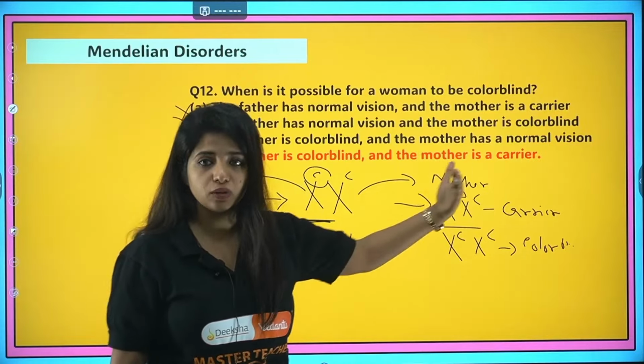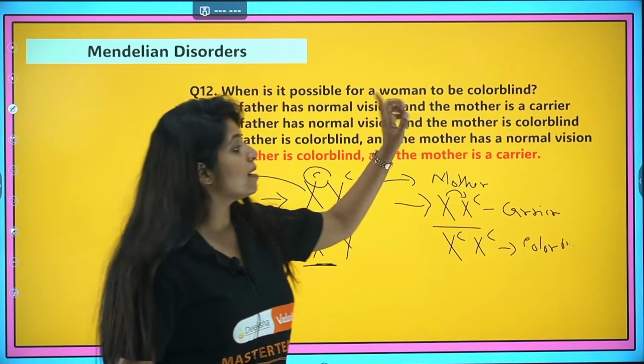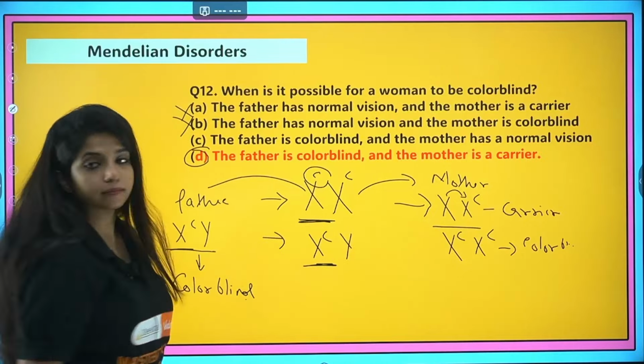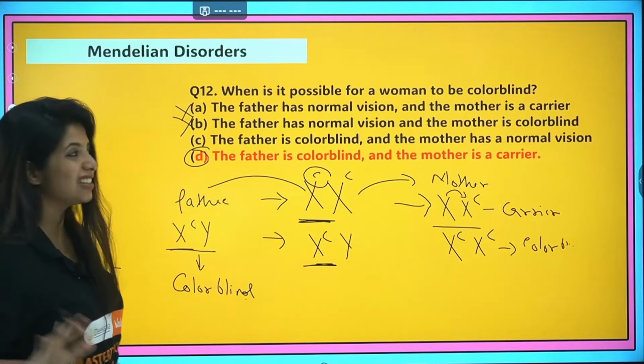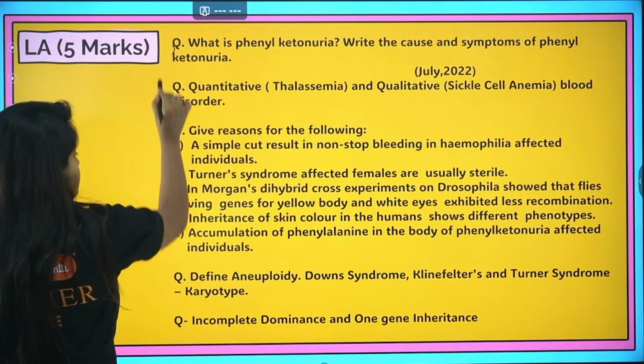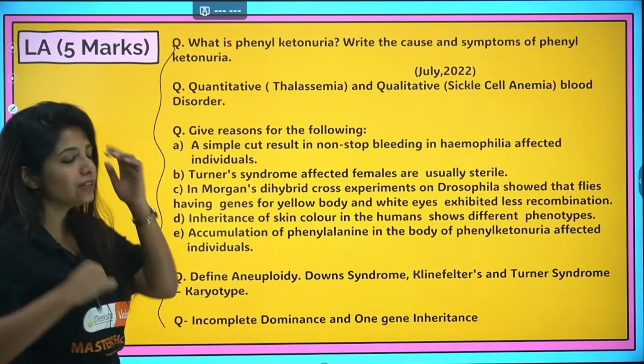But let's be more specific. So, the father is colorblind and the mother is a carrier. This is the more specific option, so please go with this one. I hope it's clear. Done? That's it? Okay. Now, these are the 5 marker questions out there which you should definitely refer to.